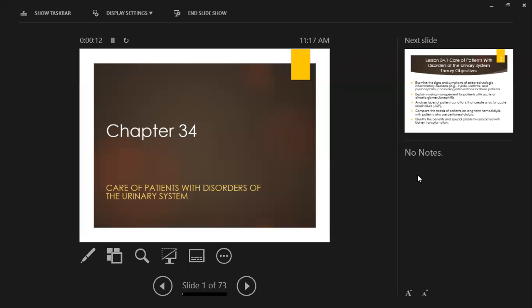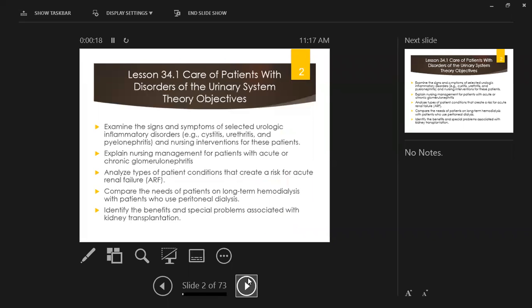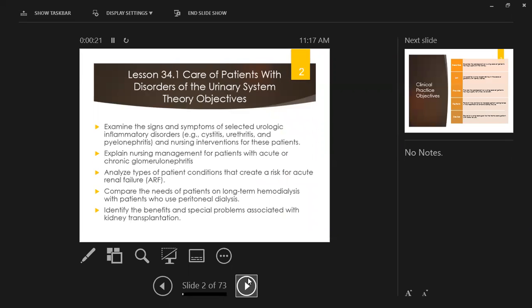Chapter 34, Care of a Patient with Disorders of the Urinary System. Lesson 34.1, Care of Patients with Disorders of the Urinary System Theory Objectives. Examine the signs and symptoms of selected urologic inflammatory disorders like cystitis, urethritis, and pyelonephritis, and nursing interventions for these patients. Explain nursing management for patients with acute or chronic glomerulonephritis.